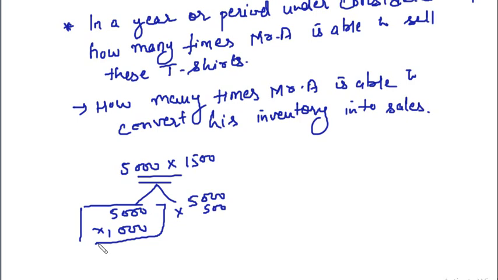So what is the main aim of the business? What is the main aim of Mr. A? The main aim of Mr. A is to convert its inventory into sales. Why? Because he wants to recover the cost of 50 lakhs that he has spent on buying the t-shirts, plus he wants to earn some profit. Mr. A's aim is to convert its inventory into sales so that he is able to recover the cost of buying the t-shirts, and at the same time he is able to earn some profit.